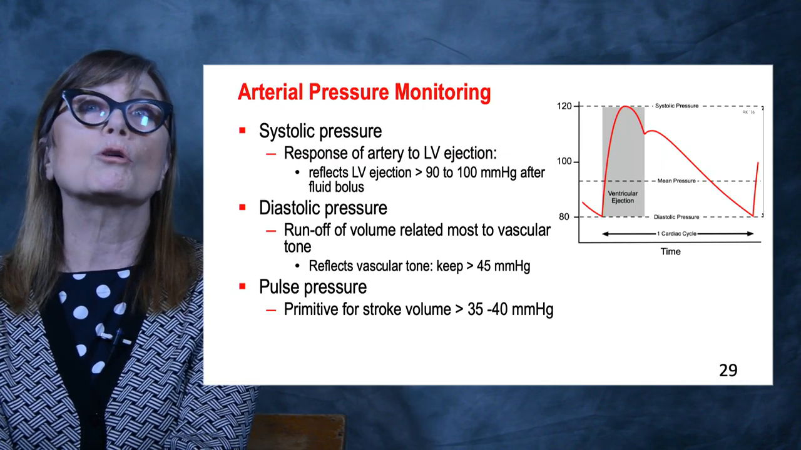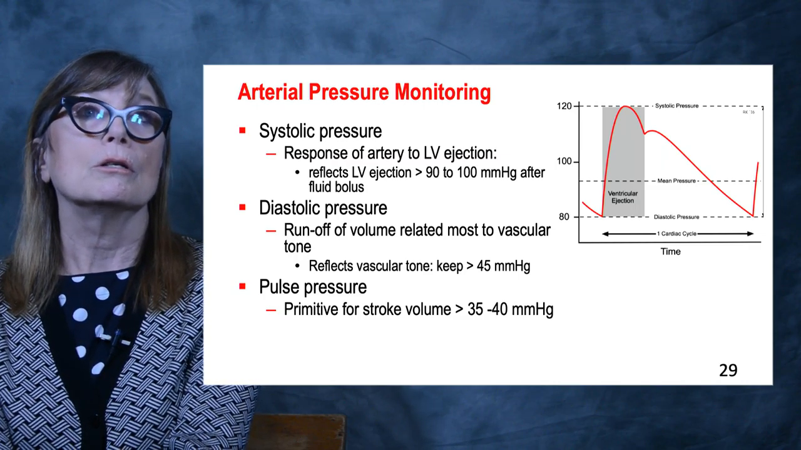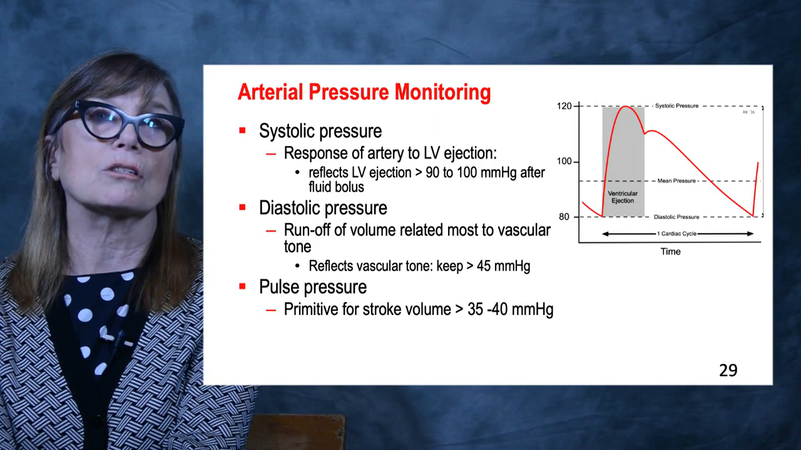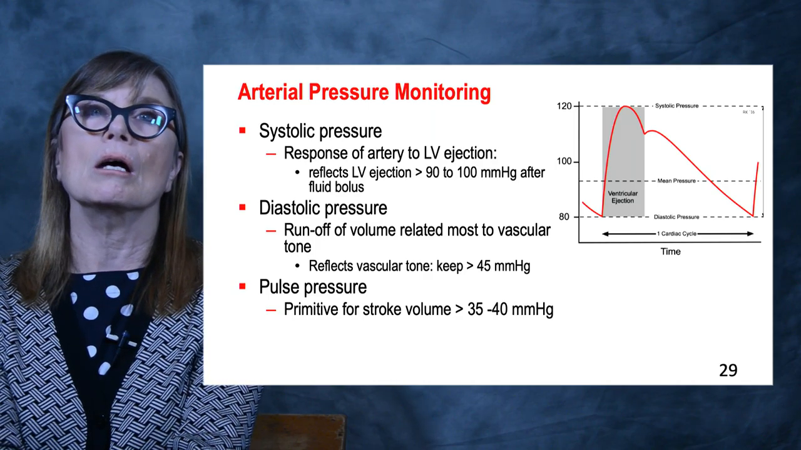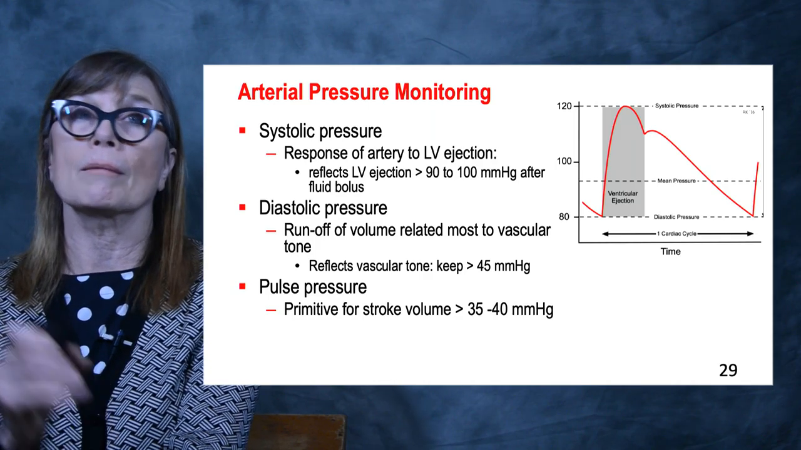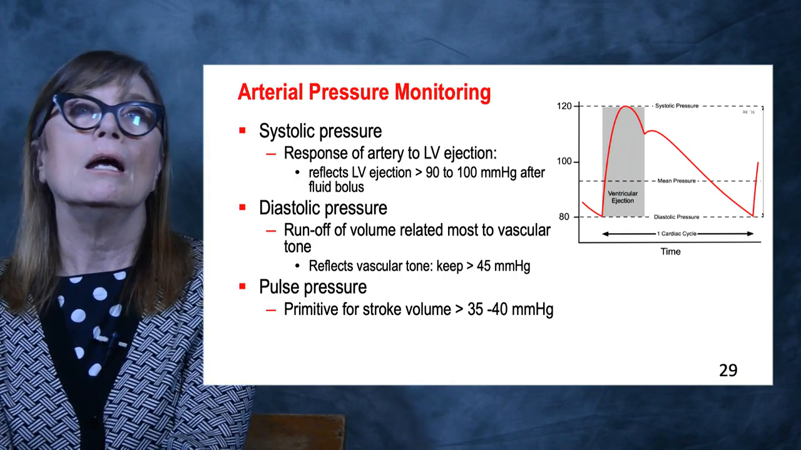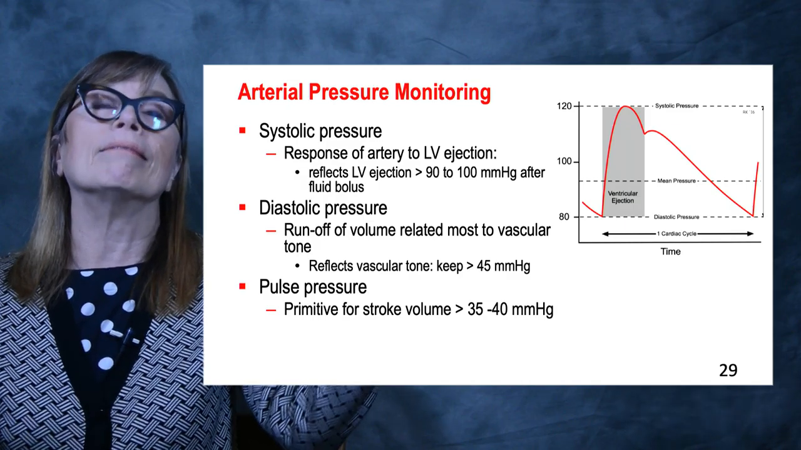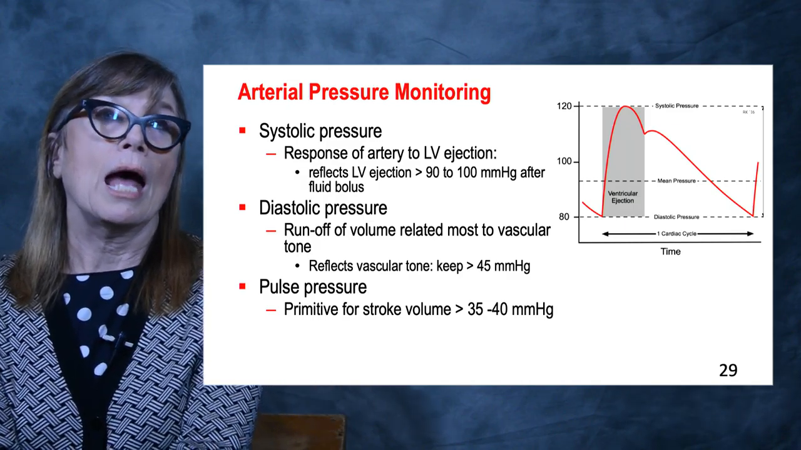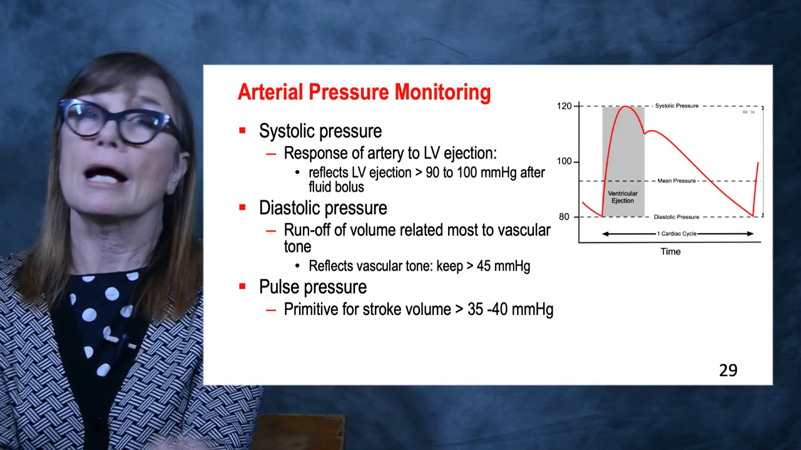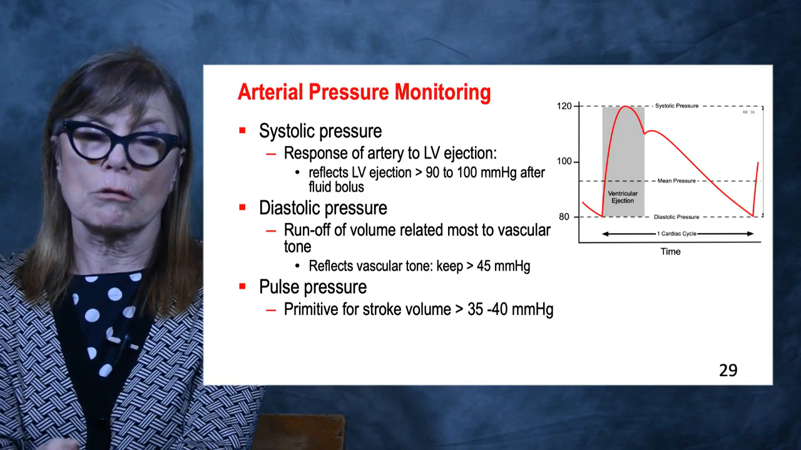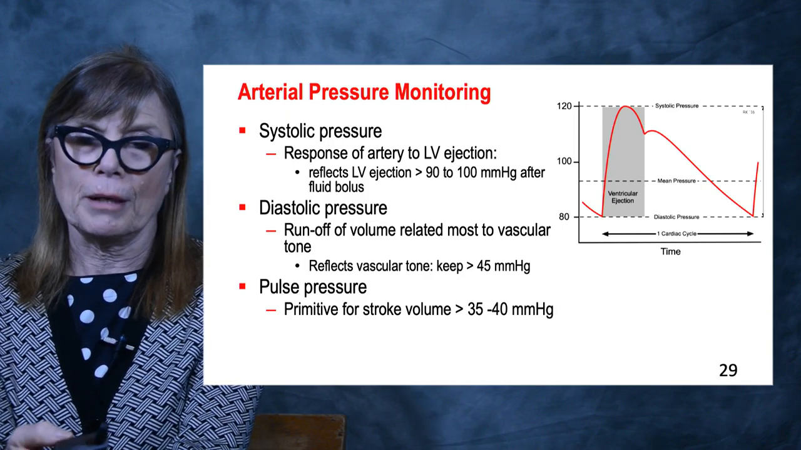And the difference between the two is known as pulse pressure. So systole minus diastole is very primitive as a reflection for stroke volume. So I just have an A line. I can look at systole minus diastole and correlate that, trend that with stroke volume. And normal pulse pressure, not stroke volume, normal pulse pressure, 35 to 40 millimeters of mercury.